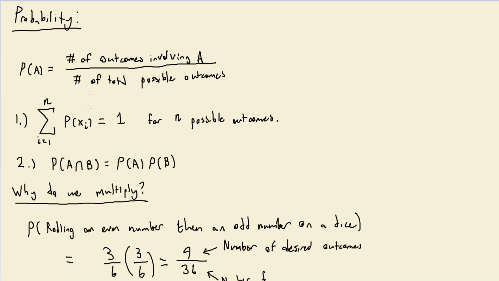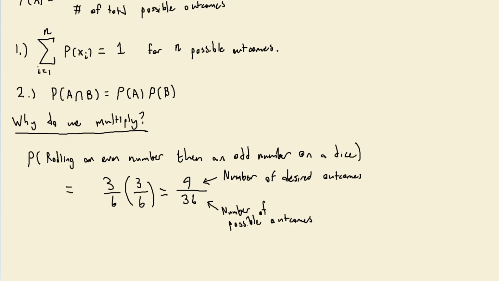And the reason for that is that it is the only way to keep track of what our definition of probability tells us, which is that the probability of an event occurring is the number of outcomes involving that event divided by the total number of possible outcomes. And so just as an example to demonstrate that, let's consider the probability of rolling an even number on a dice and then rolling an odd number on the dice.